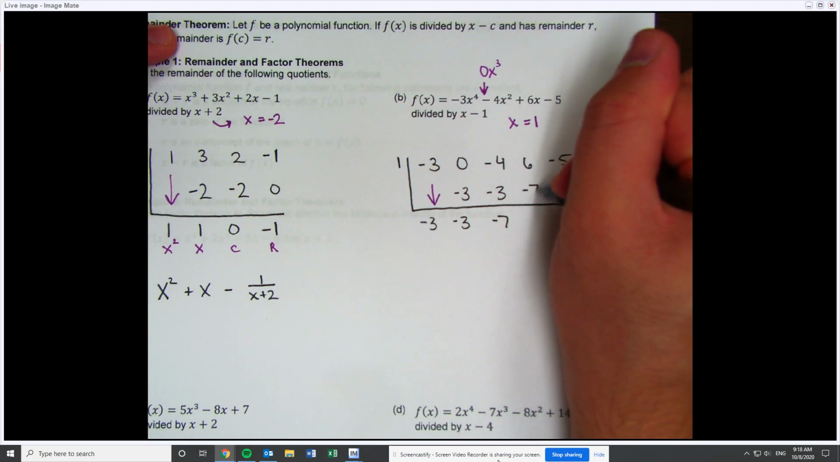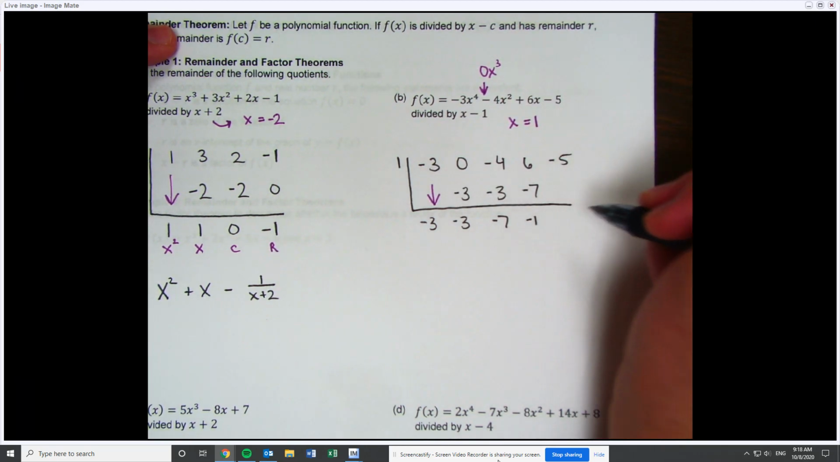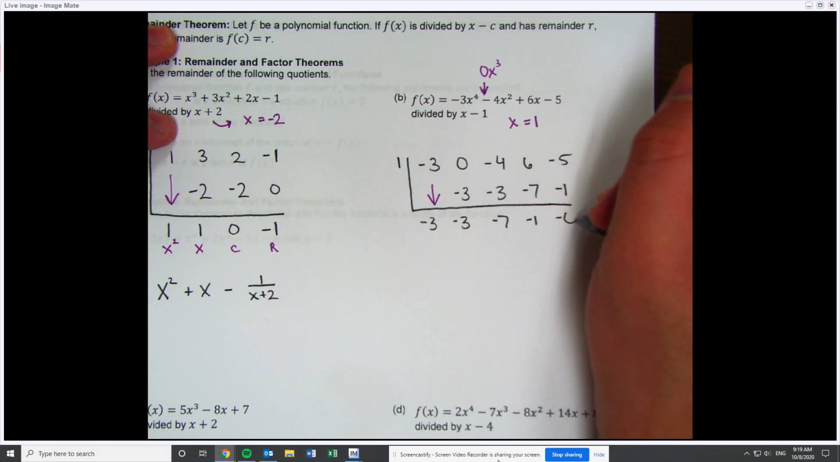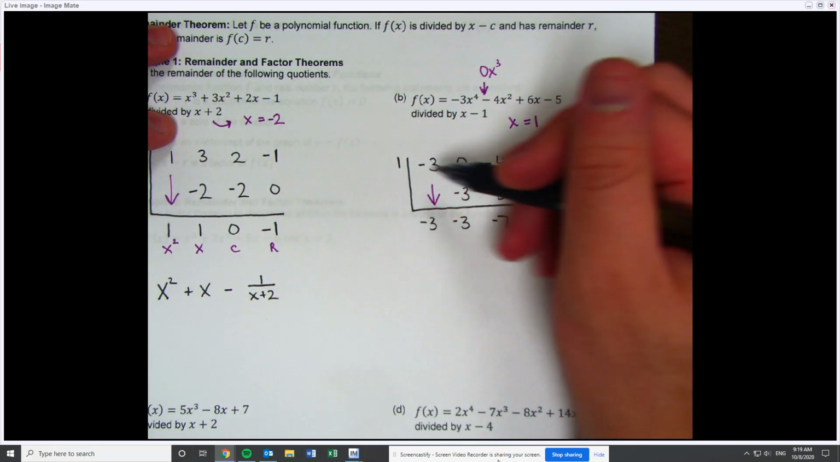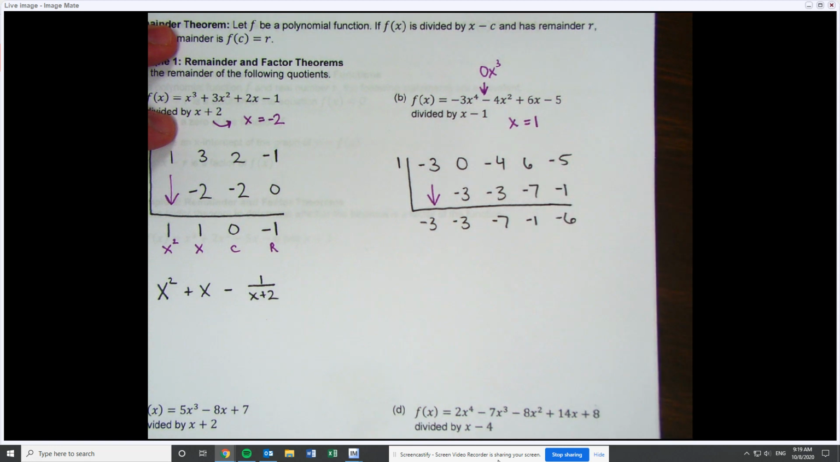I get negative 7 here when I multiply those two. Add those, I get negative 1. Multiply again, I get negative 1. And that gives me negative 6 when I add. These get really fast. Multiply across, you put the number down, add, and then do the same thing.